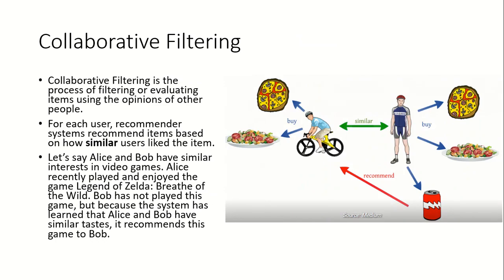Whereas collaborative filtering is based on the opinions of other people. For example, there are two people with a similar kind of body structure, and if you notice one's eating patterns, you can recommend, for example, cola in this case, to the other guy, and he might end up buying that also.